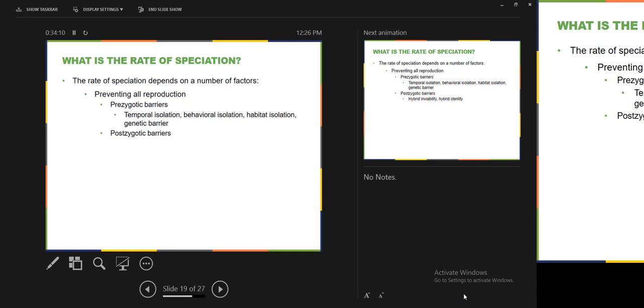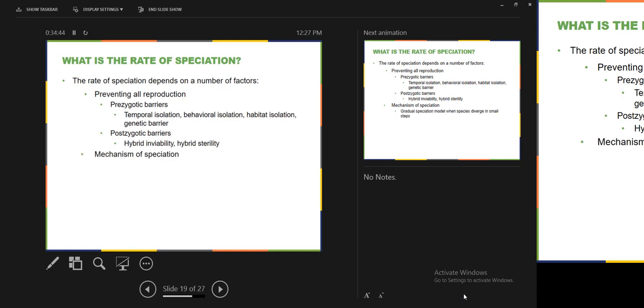And then postzygotic barriers, this is what you brought up earlier, Micah. It's like, well, what about if the species can form offspring, but there's something about the offspring. And so we've got hybrid inviability, so they do reproduce. It does form a zygote, but the zygote either doesn't develop or develops and produces an individual that is significantly compromised. Or hybrid sterility.